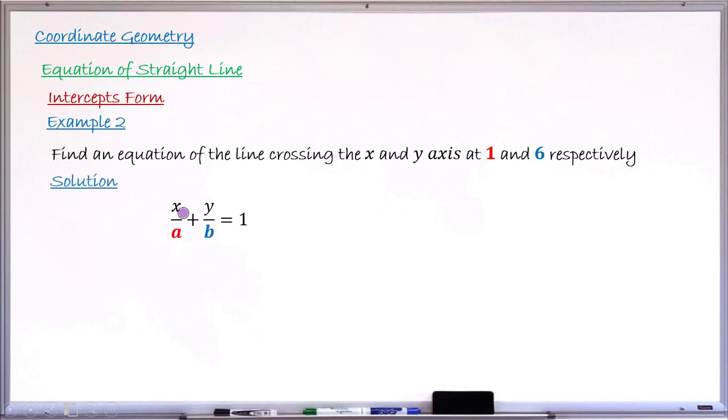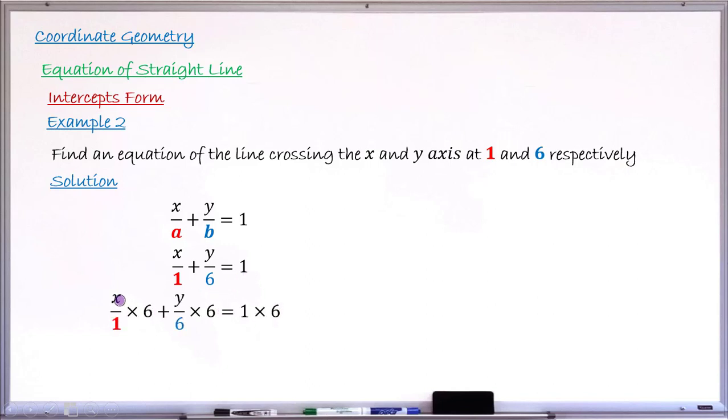So, solution to this problem, we write down the formula, which is x over A plus y over B equals 1. Substituting A by 1 and B by 6, there you now have x over 1 plus y over 6 equals 1. Next is to clear this fraction by multiplying each and every term by the LCM of the denominators. The denominators are 1 and 6, so the LCM will be 6.